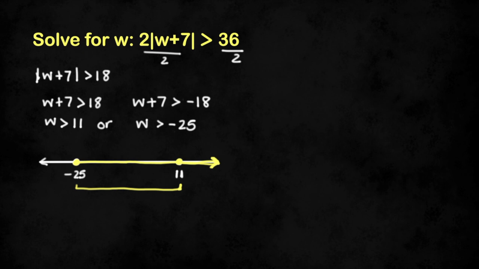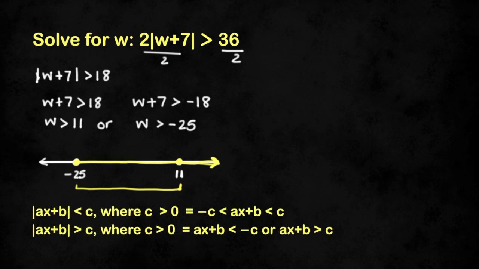There is a rule of thumb that you can use when solving absolute value inequalities, shown right here. If an absolute value expression is set less than a value c, then you can set the expression greater than the negative of that value and less than the positive of that value. Similarly, if an absolute value expression is set greater than a value, the expression is less than negative of that value and greater than positive of that value.